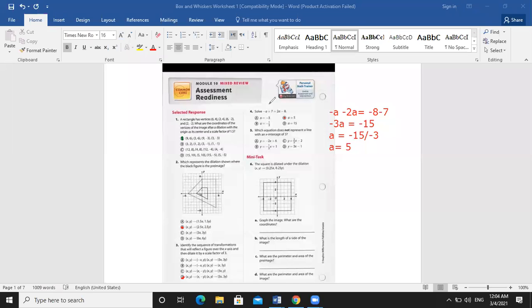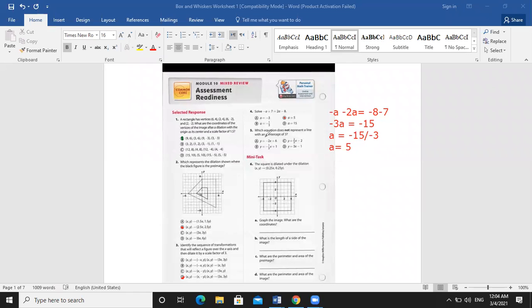Once we have a variable on both sides, we have to combine them together. Once you transfer it from the left side to the right side, we have to change the sign, and then we rearrange to make it like this. By the end, we have the value for the variable: a equals 5.